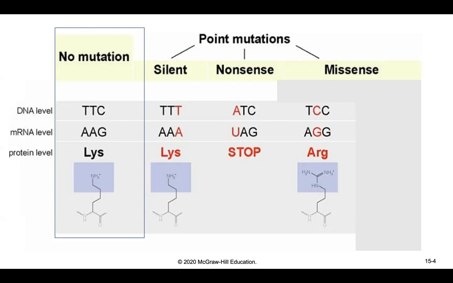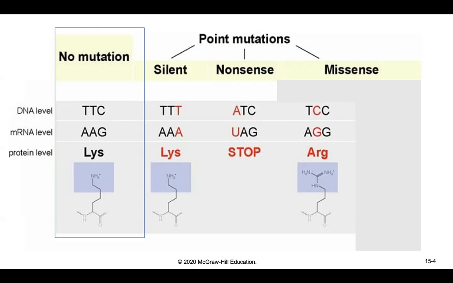A silent mutation in the DNA is if that C is changed to a T. So here we have a T instead of a C. And then it ends up changing the mRNA codon, but we still get the same amino acid, so it's silent. Yes, there was a change in the base, but the amino acid turns out the same, so we don't really see any effect from it.